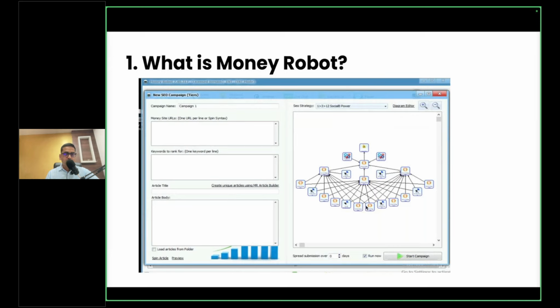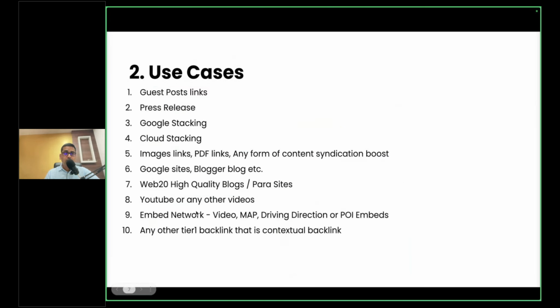Doesn't matter which campaign you run and how many times you run it, every time there is a different scheme. Even if you have a different diagram, the interconnectivity is always variable. So that's it. You can provide your URL, your keyword, you can use the built-in article builder, or you can provide your own article over there.